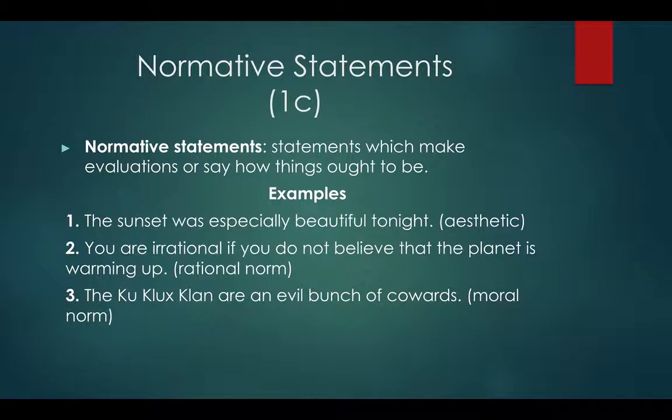Second example, you are irrational if you do not believe that the planet is warming up. This is also a normative statement dealing with a norm of rationality. The purpose of norms of rationality are to guide us toward true belief and guide us away from false belief. So the claim here is that the evidence is strong enough now that it's irrational not to believe this. Third example, the Ku Klux Klan are an evil bunch of cowards, and this is an expression of a moral norm.